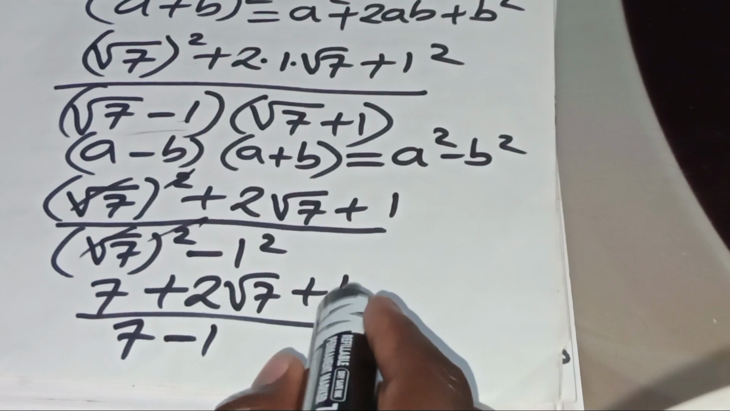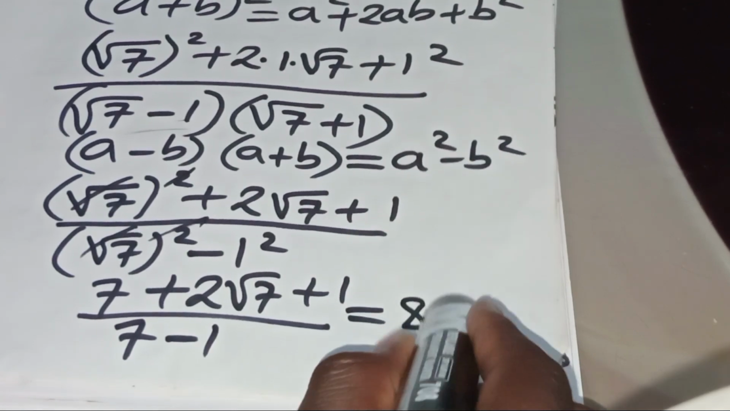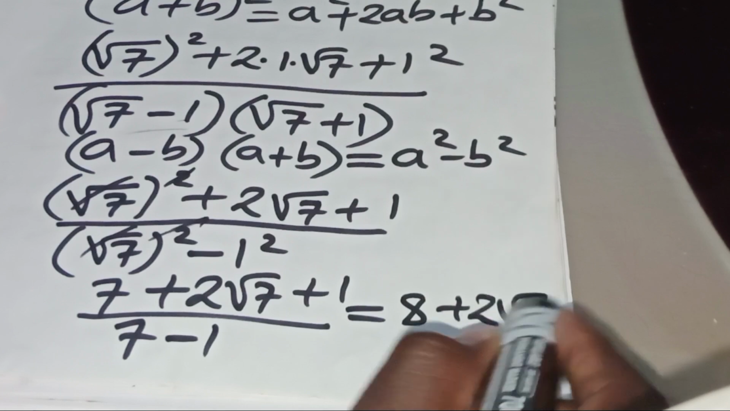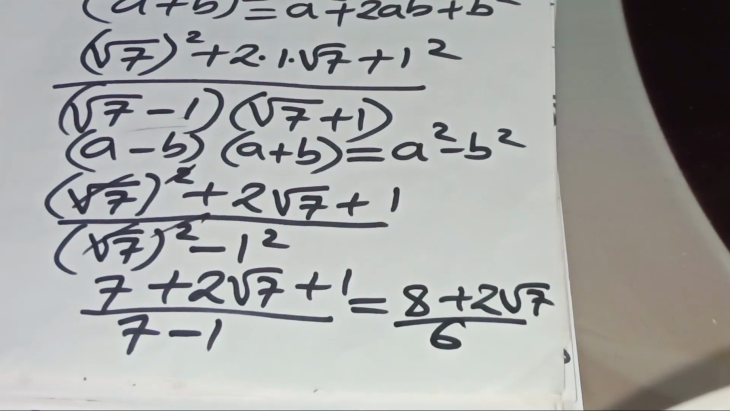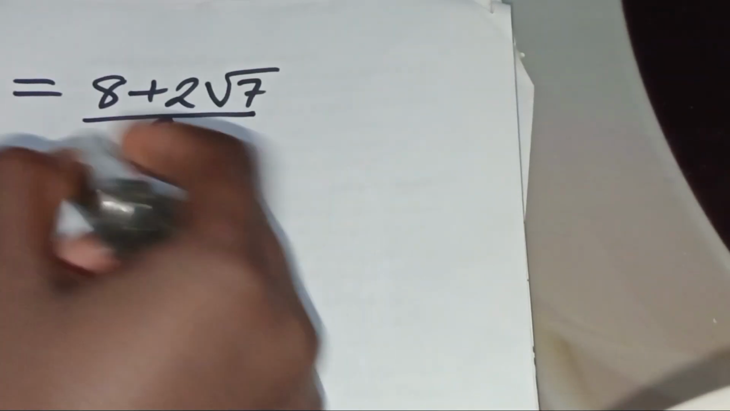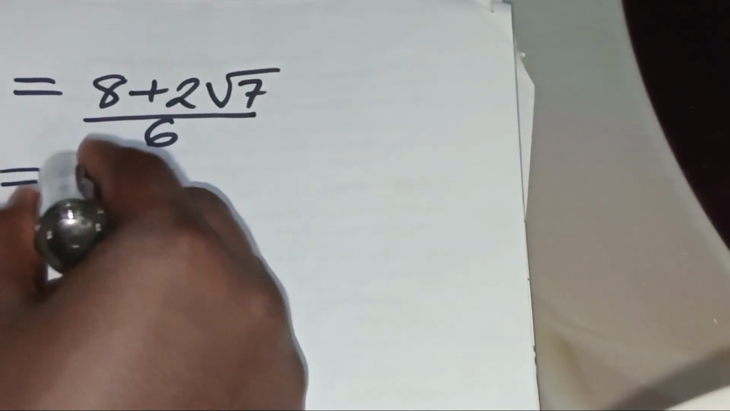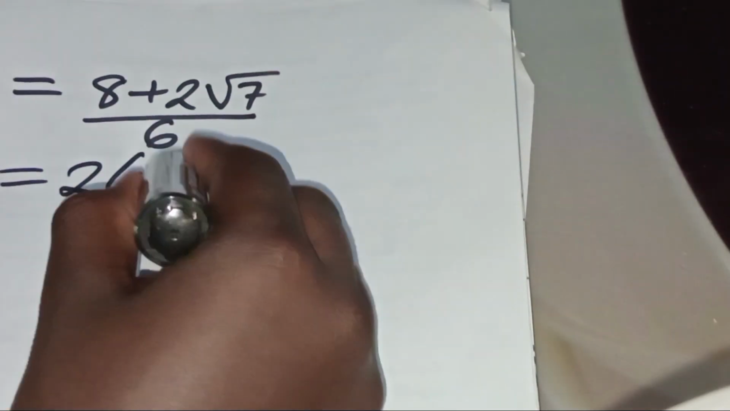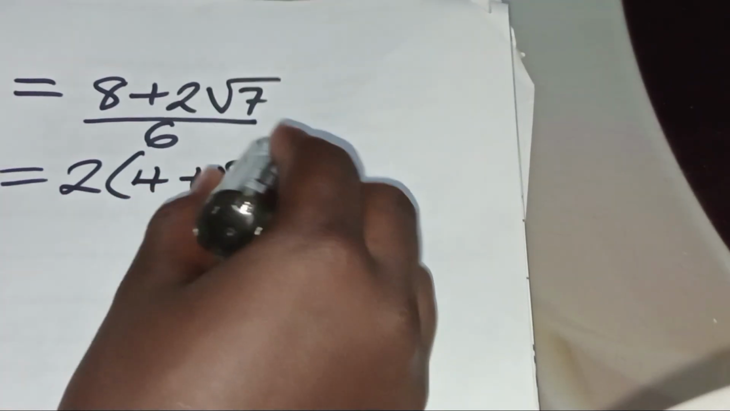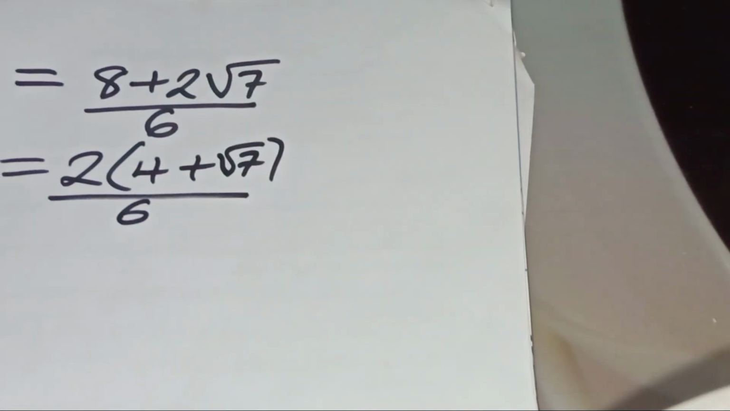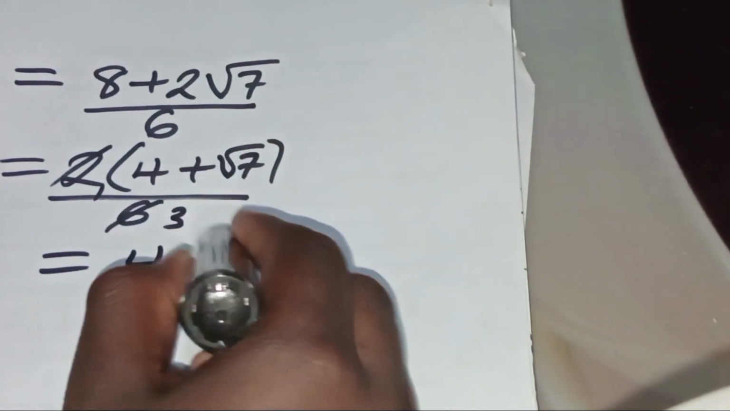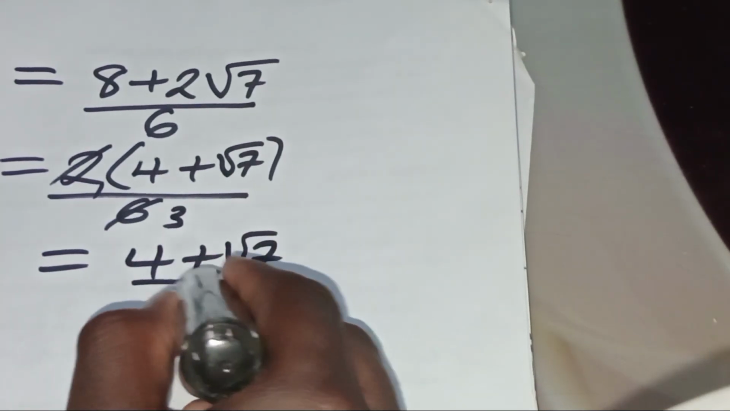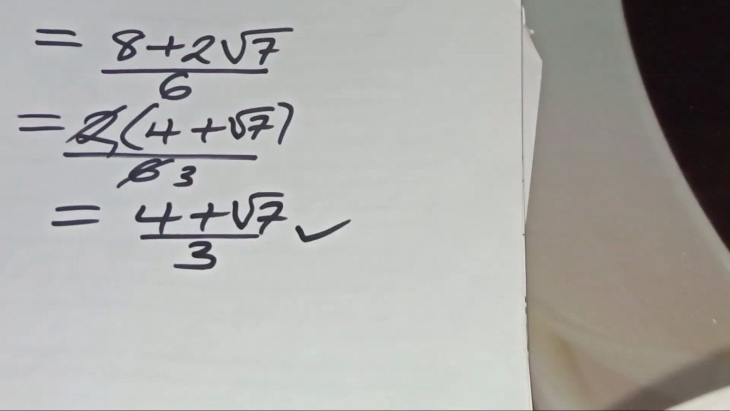So that now, this is the same thing as 7 plus 1, which is 8, plus 2 square root of 7, divided by 6. Which you can also express by factoring out 2. Now this is the same thing as 4 plus the square root of 7 divided by 3, after simplifying. Now this is the solution applying method 1.